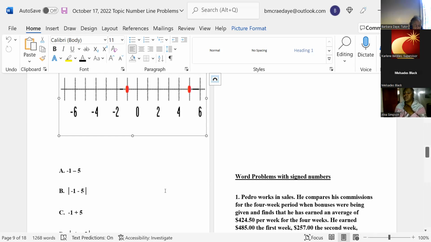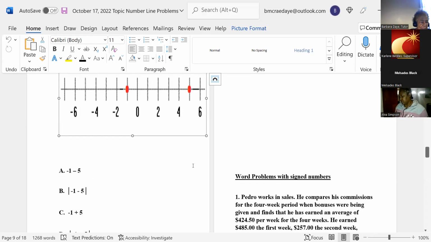Okay, we're back. Okay, good. So I want you to look at this number line. Hold on, tell Miss Barbara, I'm going to the restroom. Okay. Alva, are you there? She's in the restroom. Hold on.